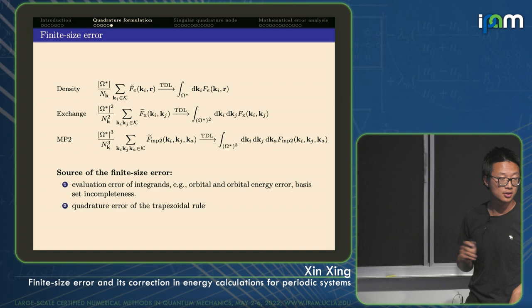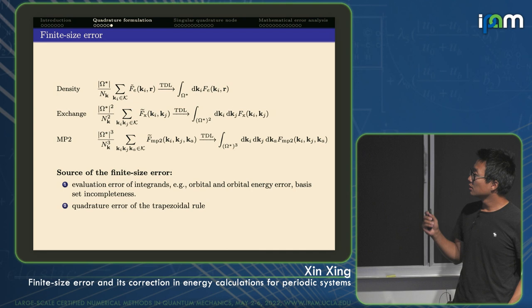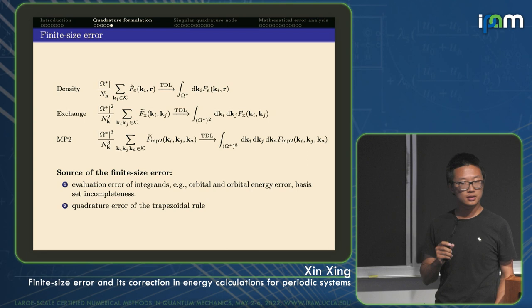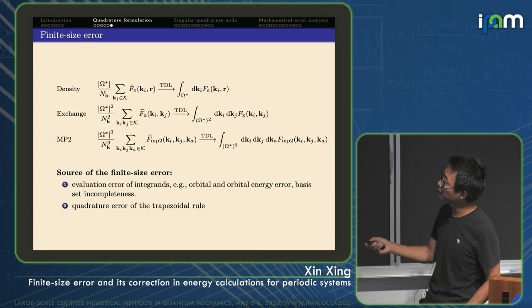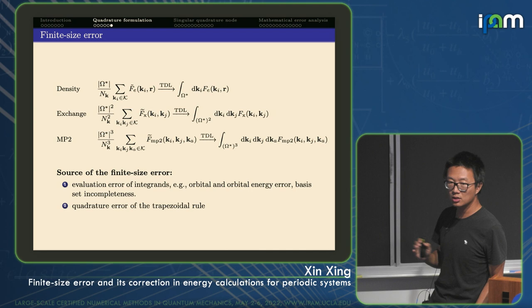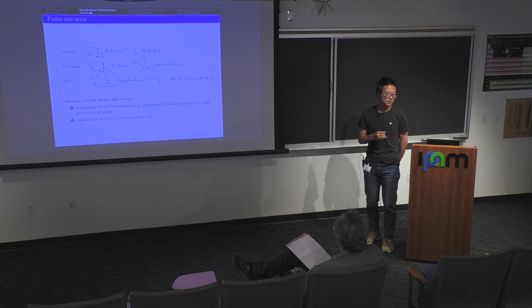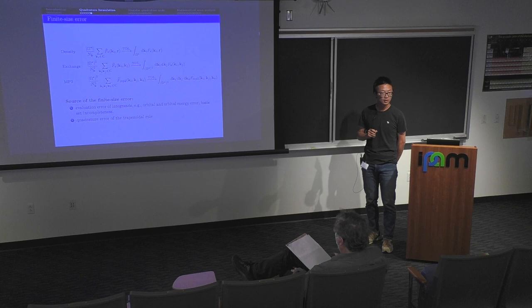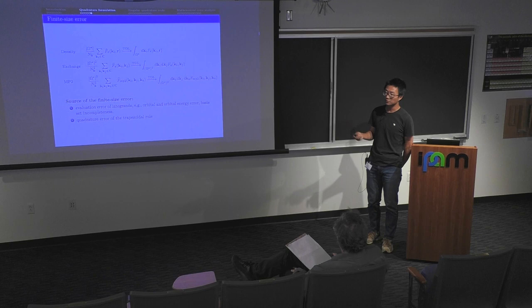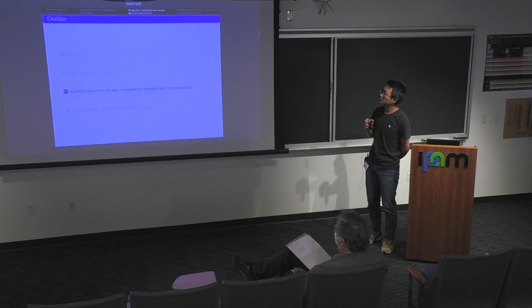And particularly, in the rest of this talk, I will focus on this quadrature error from two perspectives. One is the singular quadrature node, meaning these quadrature points where the function, the defined function here, is not well-defined or is singular. And it turns out that these singular quadrature nodes will contribute significant quadrature errors or finite size errors. And the second focus will be a mathematical estimate of the magnitude of the finite quadrature errors in these two cases. And to our best knowledge, this should be the first rigorous description of the quadrature errors from a numerical quadrature perspective. So I'll move on to the first focus here, the singular quadrature node.